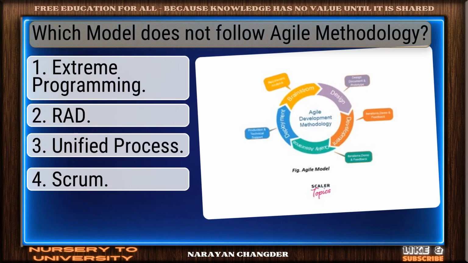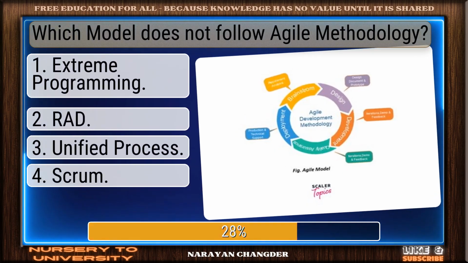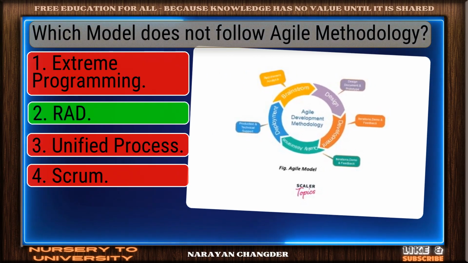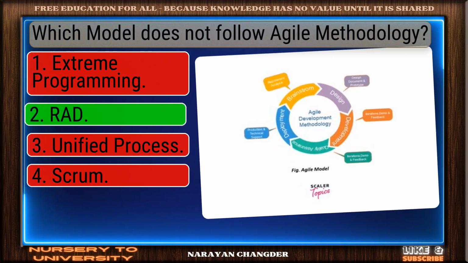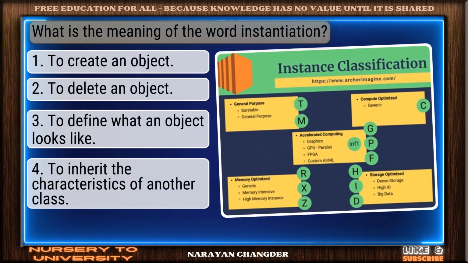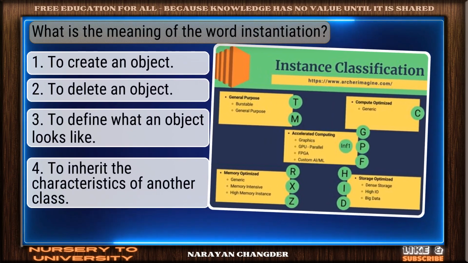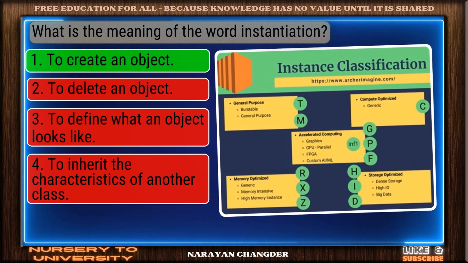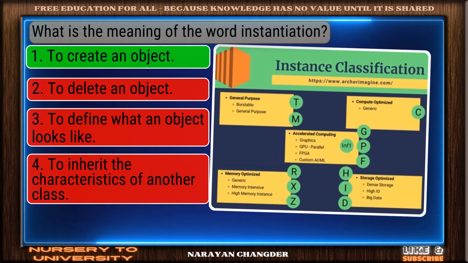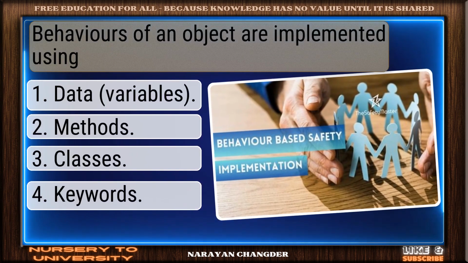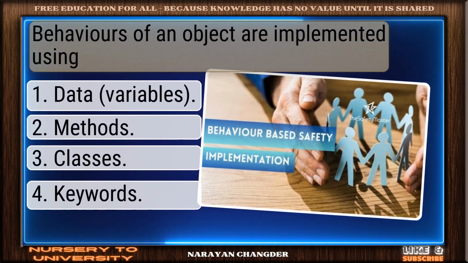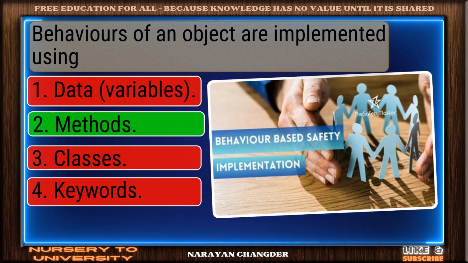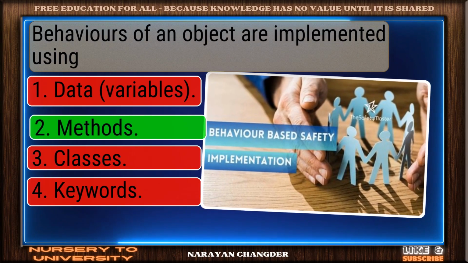Question number 26. Which model does not follow Agile methodology? Clear logic. Your choice, RAD, is sound and 100% true. Question number 27. What is the meaning of the word instantiation? Nice work. You chose to create an object and it is correct. Question number 28. Behaviors of an object are implemented using. You're right. Methods is the correct answer.